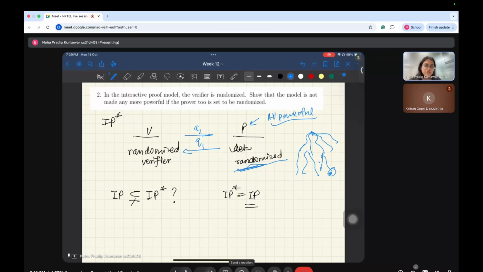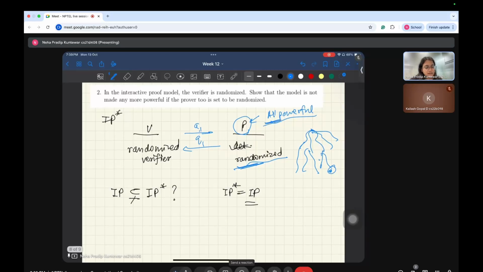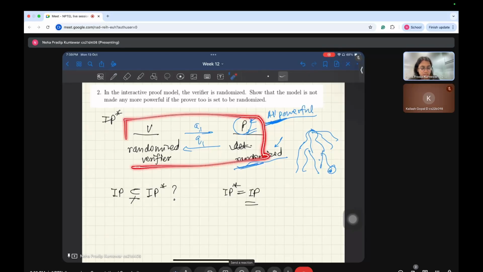So the randomization here does not add any power because there are no time constraints or any restrictions on the prover. It can take all its time to make the computation because it's all powerful. So randomization or any such resource for that matter is not going to make it more powerful. For example, giving it more space or more time is not going to affect. Any language that can be accepted by this IP star can also be accepted with a deterministic proof.